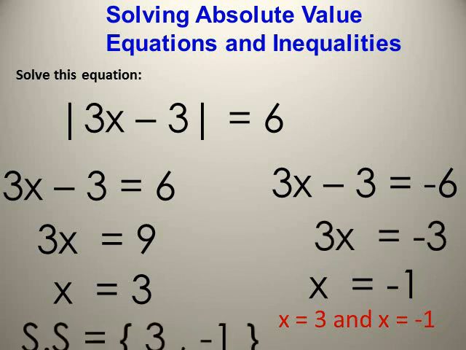To make sure your answer is right, substitute: 3 times 3 equals 9 minus 3 is 6, and 3 times negative 1 equals negative 3 minus 3 equals negative 6, and also the absolute answer will be 6.